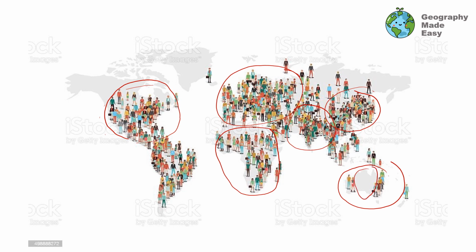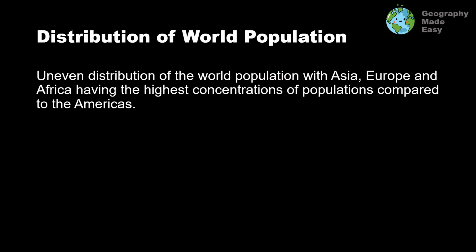Similarly, the hostile parts of the world have not been represented with numbers of people, implying that population density there is much less. So the distribution of population is very uneven, and as I have already discussed, world population is maximum in Asia, Europe and Africa, which have the highest concentration of population compared to both the Americas, Latin America and North America. We will soon be discussing the reasons behind such disparities in population distribution.